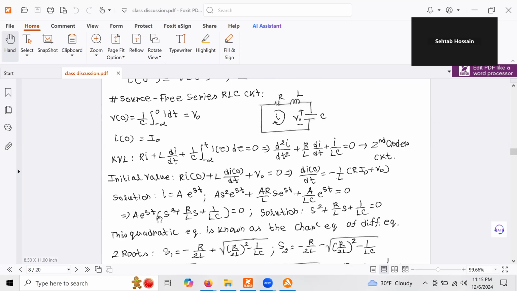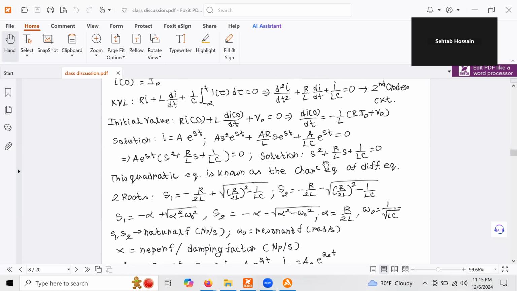So it's a solution of this whole expression. Now we have to think about this part. Actually, we have to solve this part. This part is the quadratic equation known as the characteristic equation of the differential equation. If we solve this, we will get two roots, as this is s squared. So s1 will be just like this, and s2 will be just like this. This part we express as alpha, and this part we express as omega 0.